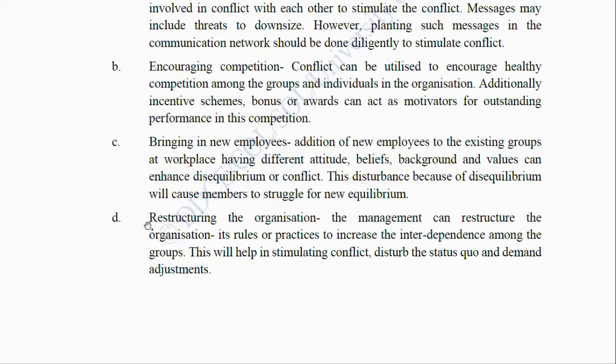Point D. Restructuring the organization. The management can restructure the organization, its rules, or practices to increase the interdependence among the groups. This will help in stimulating conflict, disturb the status quo, and demand adjustments.